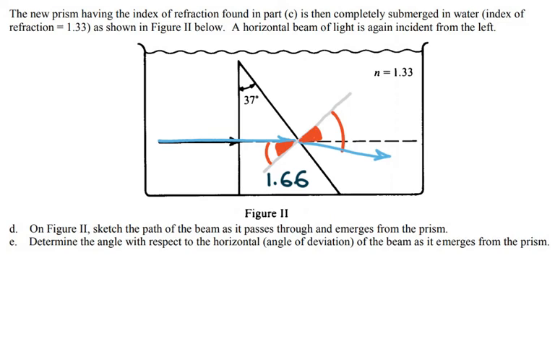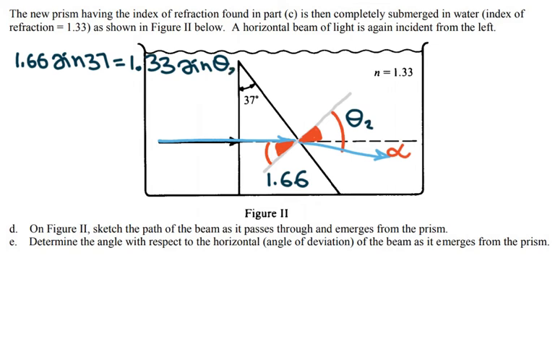And they ask me this one, alpha, to find that one. So I still have to do Snell's law. So I have the index of refraction of the prism, which is 1.66, times the sine of 37. And that is equal to the index of refraction of the water, 1.33, and then I have the sine of the angle of refraction, which is this one. Let's call it sine theta 2.